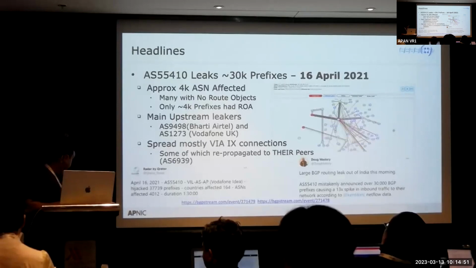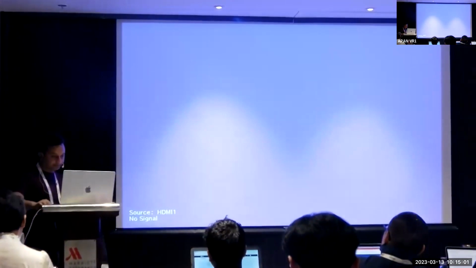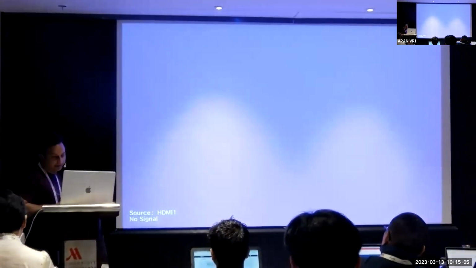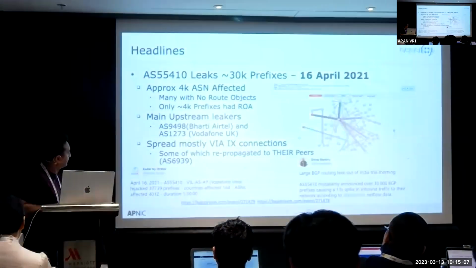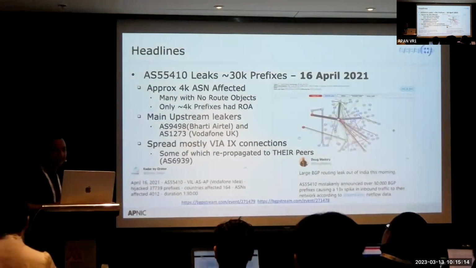And it spread mostly through Internet Exchange Point connections, and was also repropagated by 6939, that's Hurricane Electric. So this is also by mistake. Okay? They mistakenly announced prefixes, basically 30,000 prefixes they're announcing on the internet. That means they're taking all the traffic into their network, right? So that's a lot of traffic.